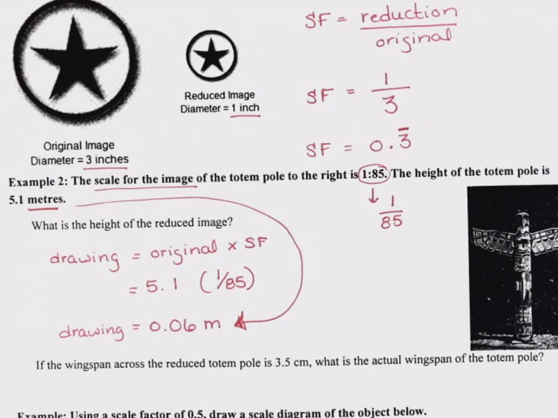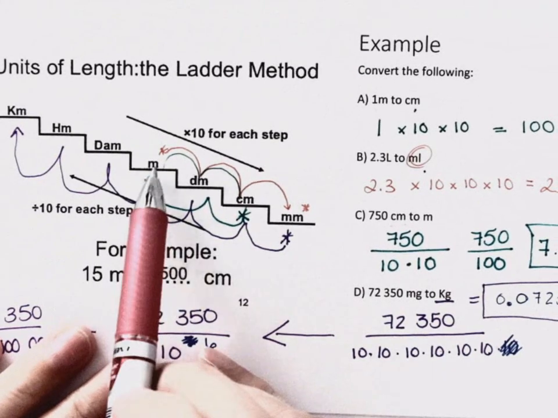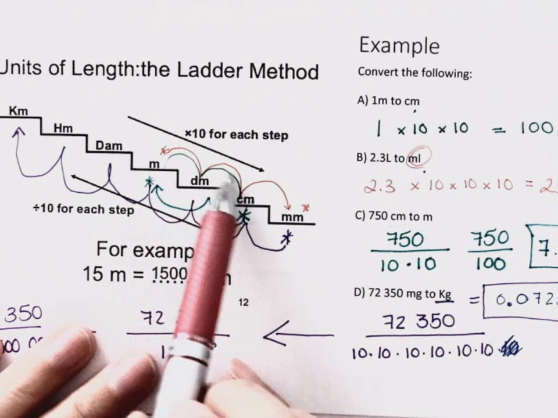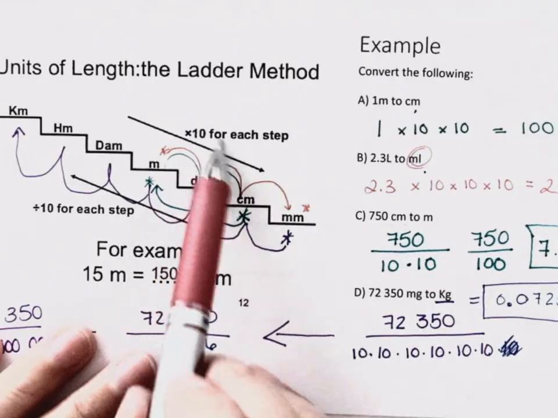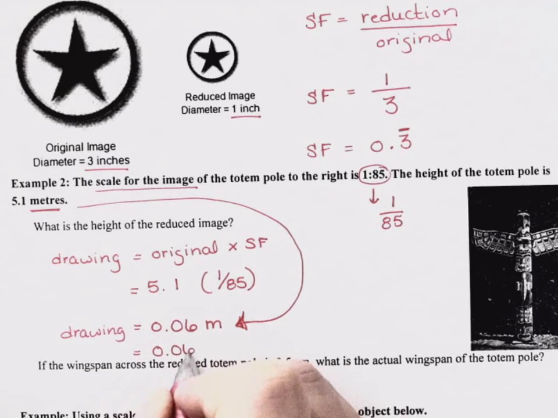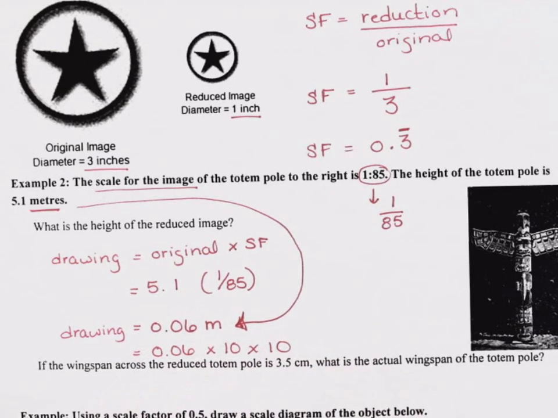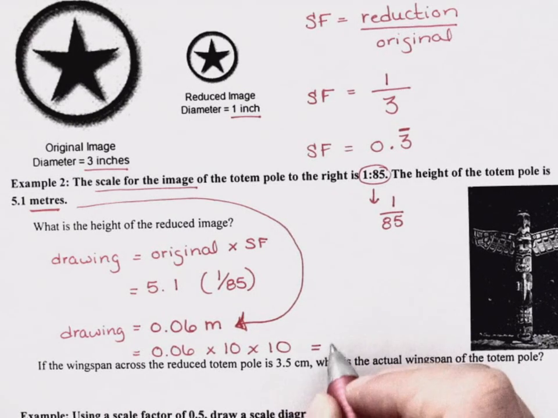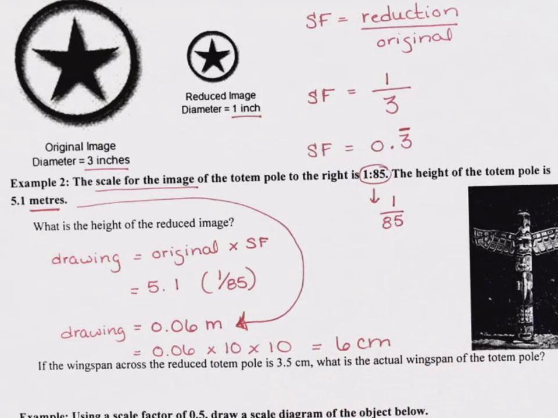Remember the one I screwed up on? I'm just going to my metric. If we want to change that to centimeters, we know that we're going meters to centimeters, so we're going down 2 steps. So we're timesing by 10 for each step. Now this question didn't ask you to convert, but while I'm recording these lessons, we're in the conversion unit, so that's why I did it.